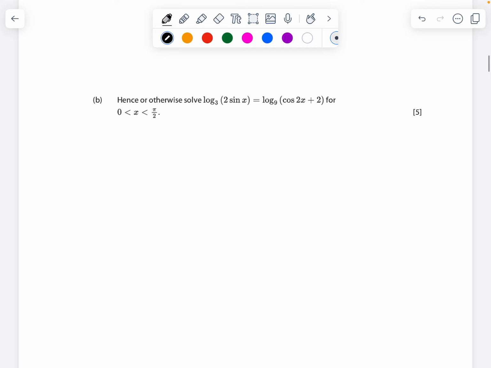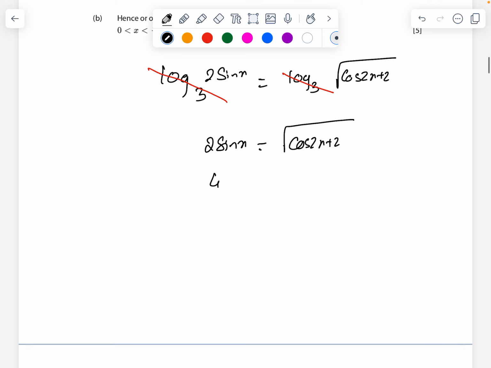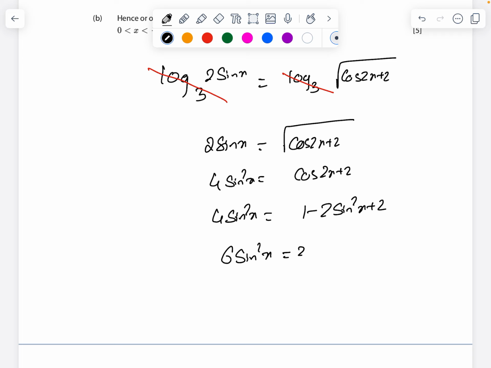So log 2 sin x to the base 3 equals log base 3 square root of cos 2x plus 2. So log base 3 gets cancelled. 2 sin x equals square root of cos 2x plus 2. So it becomes 4 sin square x equals cos 2x plus 2. 4 sin square x, cos 2x is 1 minus 2 sin square x, plus 2. This becomes 6 sin square x equals 3.